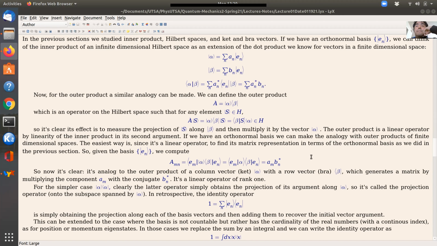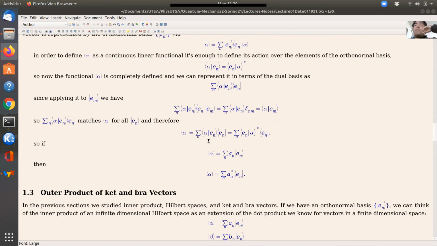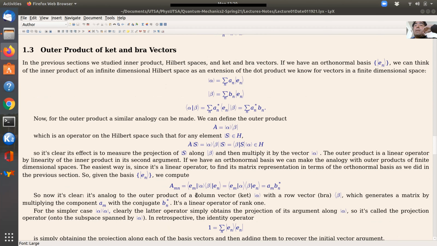So, well, we'll find its matrix representation in terms of the orthonormal basis, as we did before. So let's say we have the basis En, right? And so we have AMN, the same matrix representation by definition. If you remember for Q, we had these definitions of the matrix elements. So we will do exactly the same. So AMN is Em, then the operator sandwiched in here, which is by definition the outer product alpha beta, and then En. So if we do that, well, this is the natural definition of the coefficient of alpha in the basis. Then this is beta inner product En, which is the complex conjugate of Bn.